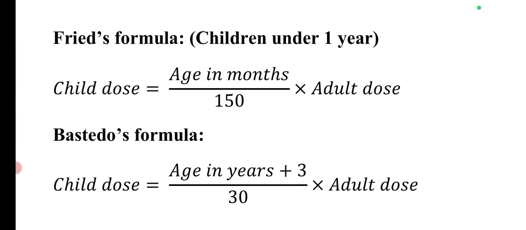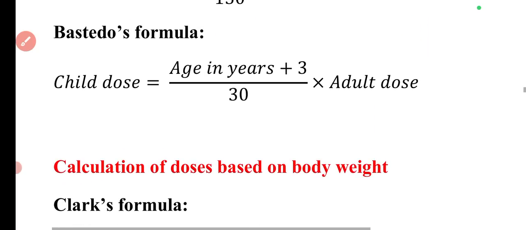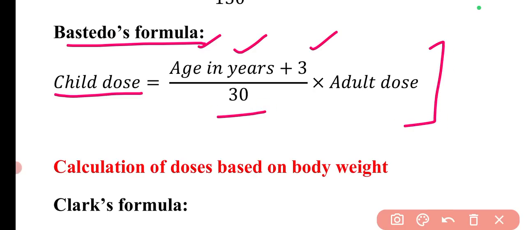Then next formula is Fried's formula. This we have already discussed in a particular question. Child dose is age in months divided by 150 into adult dose. Then next is Best-Tedor's formula. Child dose is equal to age in years plus 3 divided by 30 multiplied by adult dose. So that way you can calculate the child dose for children having higher age.